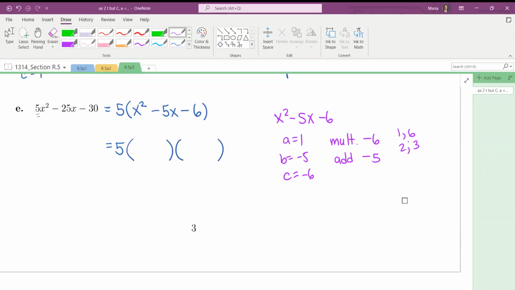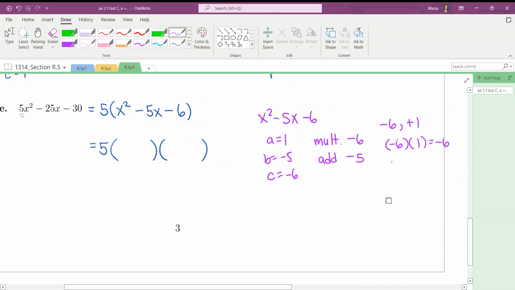I'm thinking in my head, I think it's going to be this. What's going to work is a +1 and a -6. You're just going to have to think through it and see what works. It might take you a couple minutes. So here we go. We're going to use -6 and positive 1. Because if I multiply them, negative 6 times positive 1, that's going to give me negative 6. And then if I add them up, negative 6 plus a positive 1, that's going to give me negative 5.